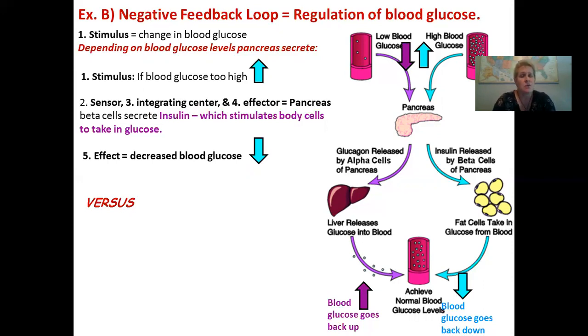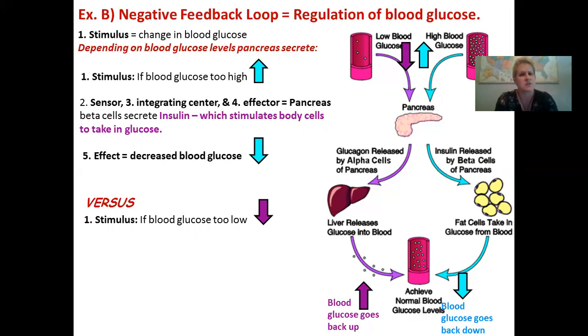Now, if your blood glucose drops too low, now the stimulus is that it's too low. Let's say you skipped some meals, all right? Or you did a long endurance run or played basketball or soccer or something like that for an hour or two. You're going to deplete your blood glucose and it's going to drop.